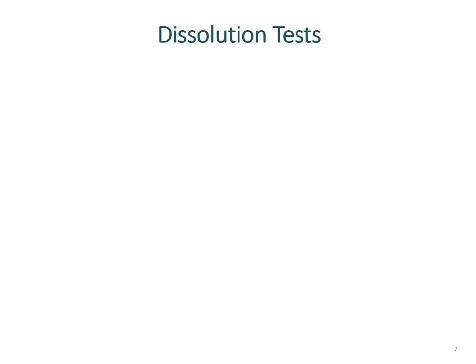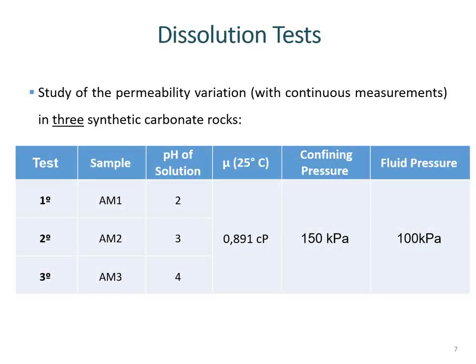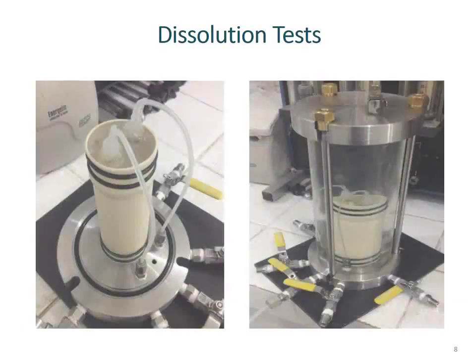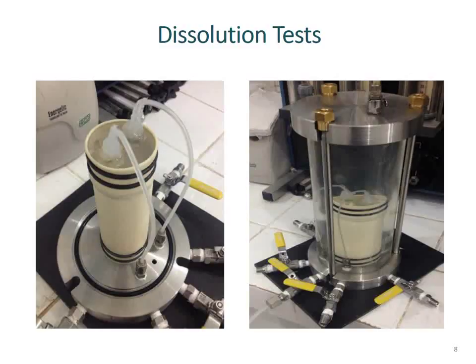For dissolution tests, we have a study of permeability variation with continuous measures in 3 similar synthetic carbonate rocks. The rocks are submitted to different pHs and the permeability was measured from the Darcy law with percolated volume and percolation time. Here we have the dissolution cell ready for the start of the test.